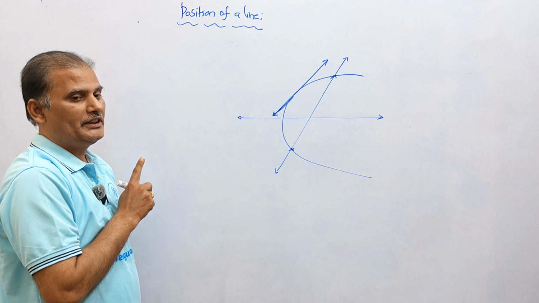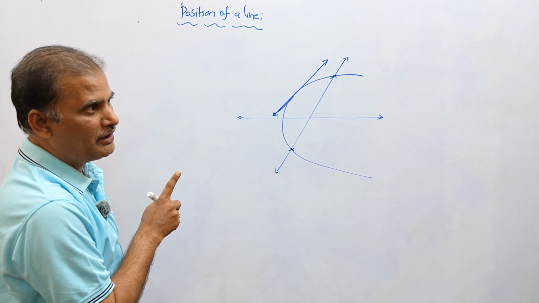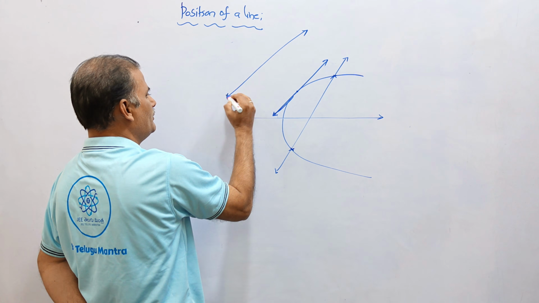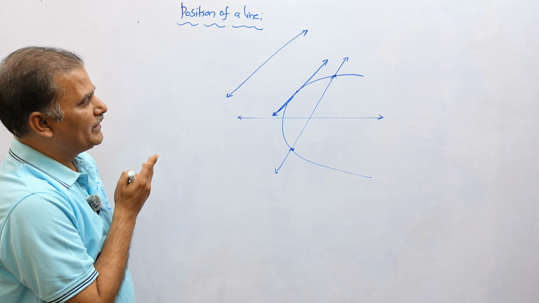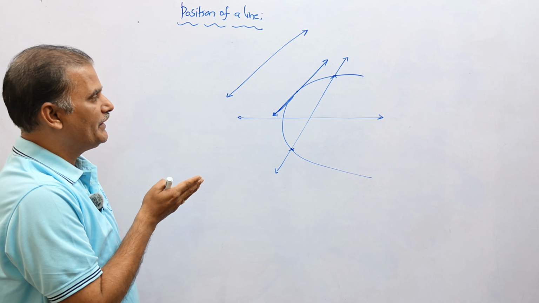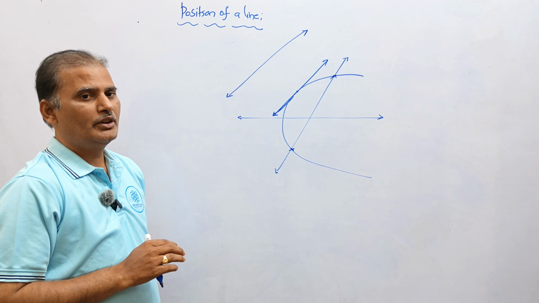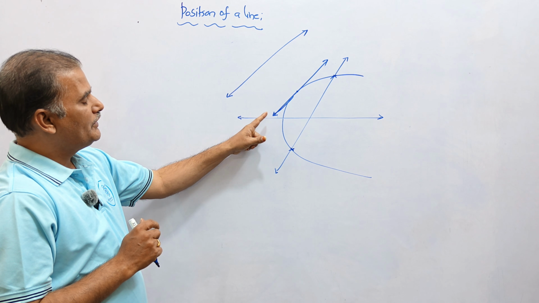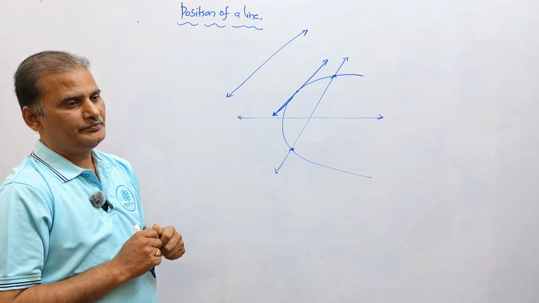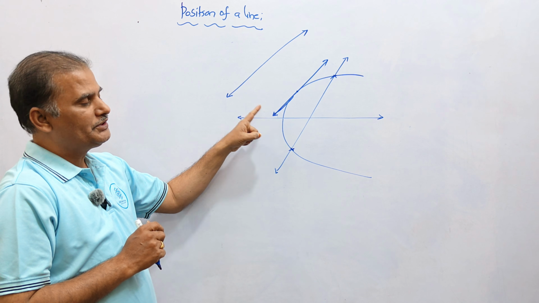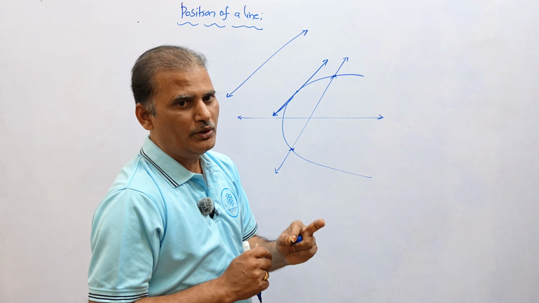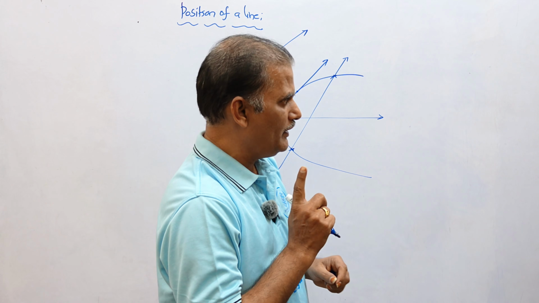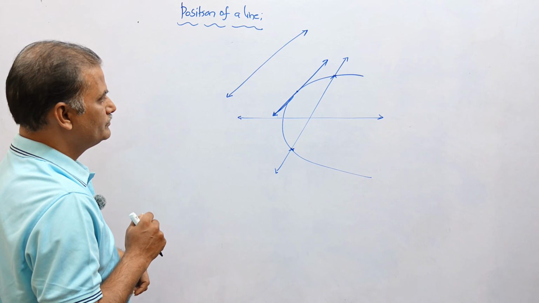This line touches the parabola at only 1 point. Now I draw a line outside the parabola. It does not touch the parabola and does not intersect it. This is the position of a line. Here the line should be a tangent, because this line touches the parabola at only 1 point. In the position of a line, one line should be a tangent to the parabola.